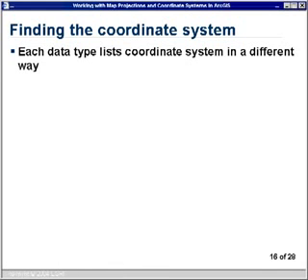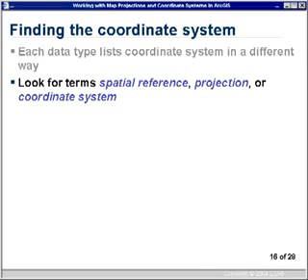The other thing to watch out for is how do you find the coordinate system information for the various data types. Each one lists the information in a slightly different way in ArcCatalog. Look for the term spatial reference, projection, or coordinate system as a clue as to where this information is to be found in the properties of a data set. And I'll show that for shapefiles and geodatabase data when I do the rest of the demonstration.